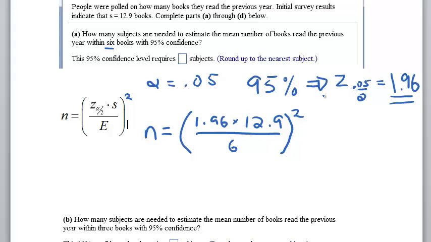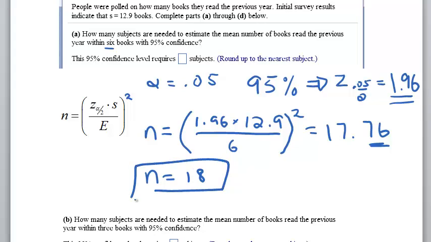Just pop that into the calculator, and when you do that, you're going to get 17.76. And whatever this decimal is, we always round up to the next whole number. So N is going to be 18. So we would need 18 subjects to be within 6 books with 95% confidence. Let's look at the B part. Very similar.